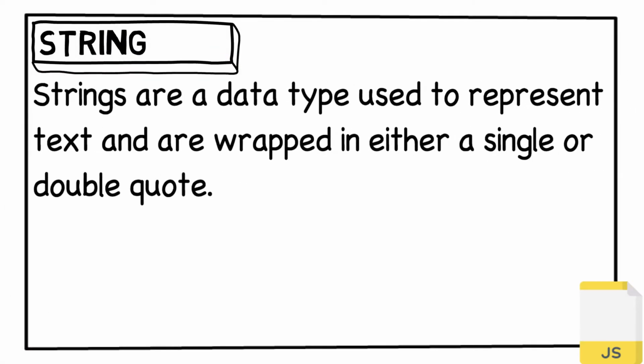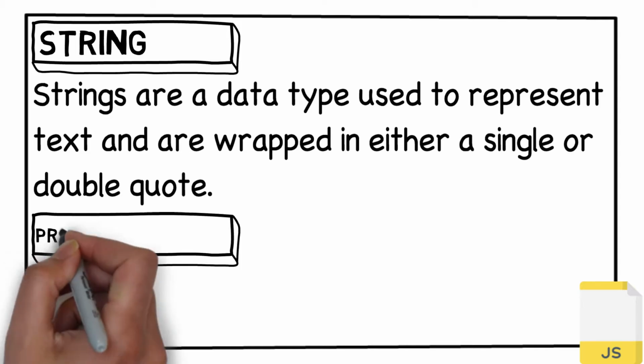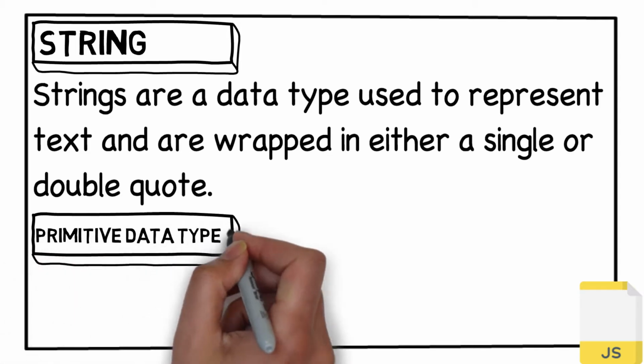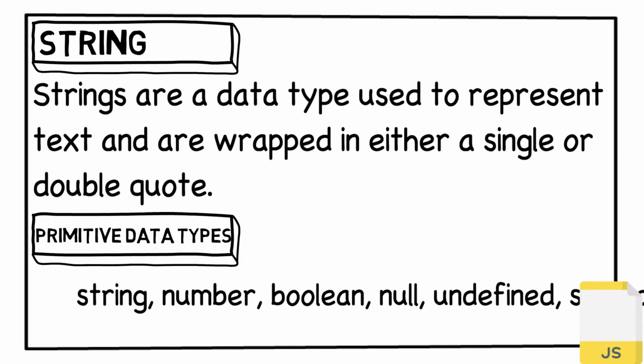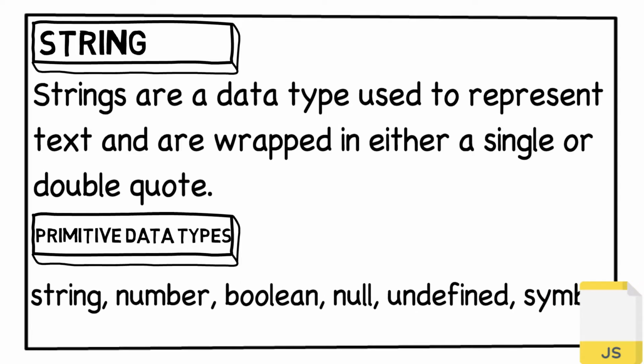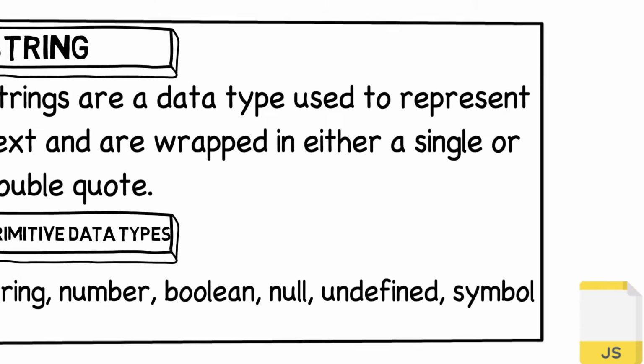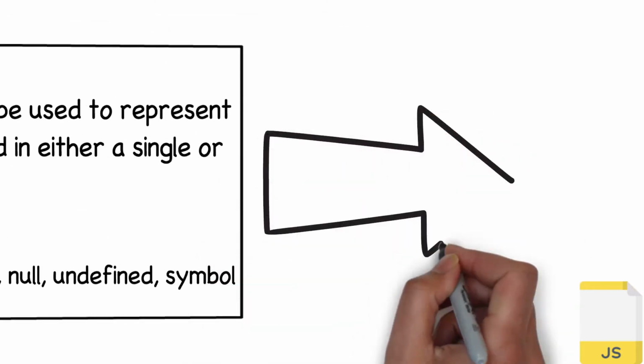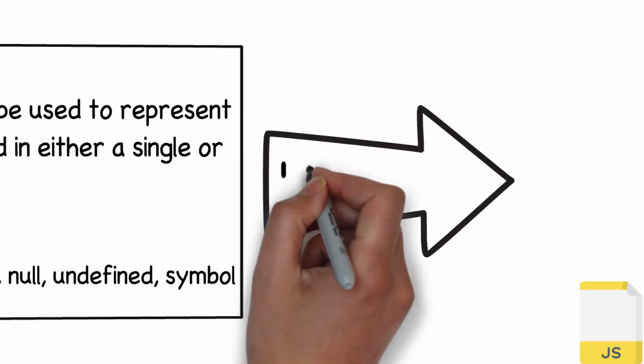What is a string? Strings are a data type used to represent text and are wrapped in either single or double quotes. A string is one of 6 JavaScript primitives, along with numbers, booleans, null, undefined, and the newer addition of symbol to ES6. We'll give primitives a further look in upcoming lessons.